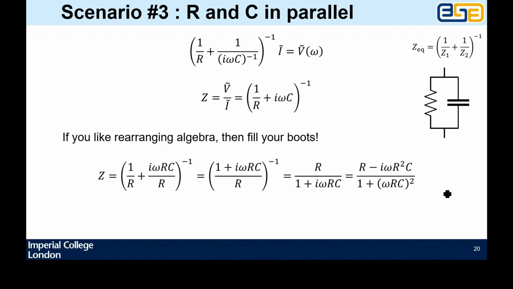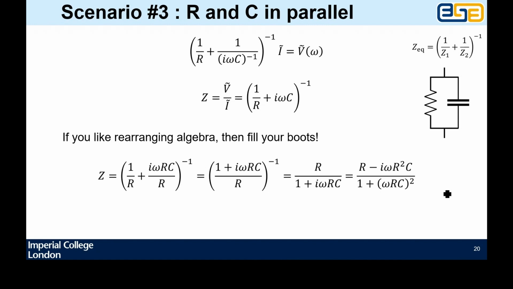And let's just talk through this process of rearrangement. It sort of looks like a mess, but actually it's fairly straightforward. So we've got our two fractions. Well, luckily for us, we've made the second term in the impedance also a fraction that's divided by R, which means just multiply the top and bottom by R. So we've got 1 over R plus i omega RC over R.